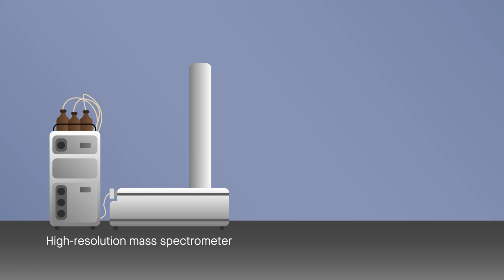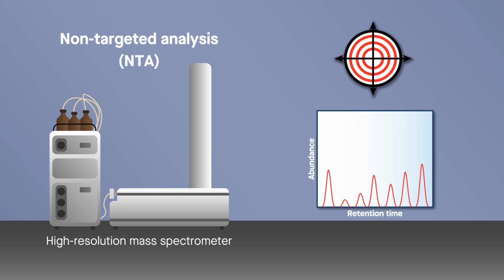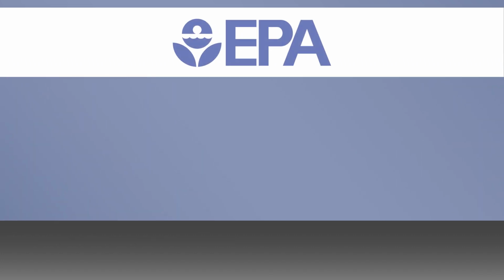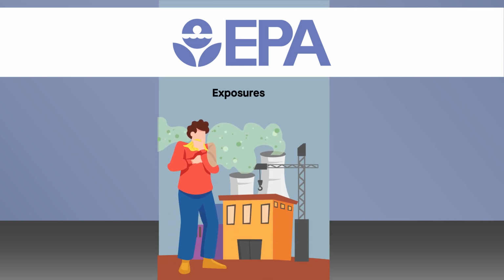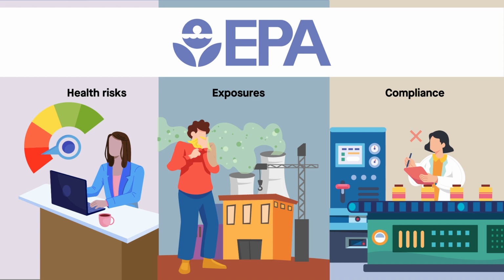This video will introduce the basics of non-targeted analysis, or NTA, and explain its uses and limitations. The United States Environmental Protection Agency uses measurements of chemicals to monitor human and ecological exposures, characterize health risks, and ensure compliance under federal statutes.